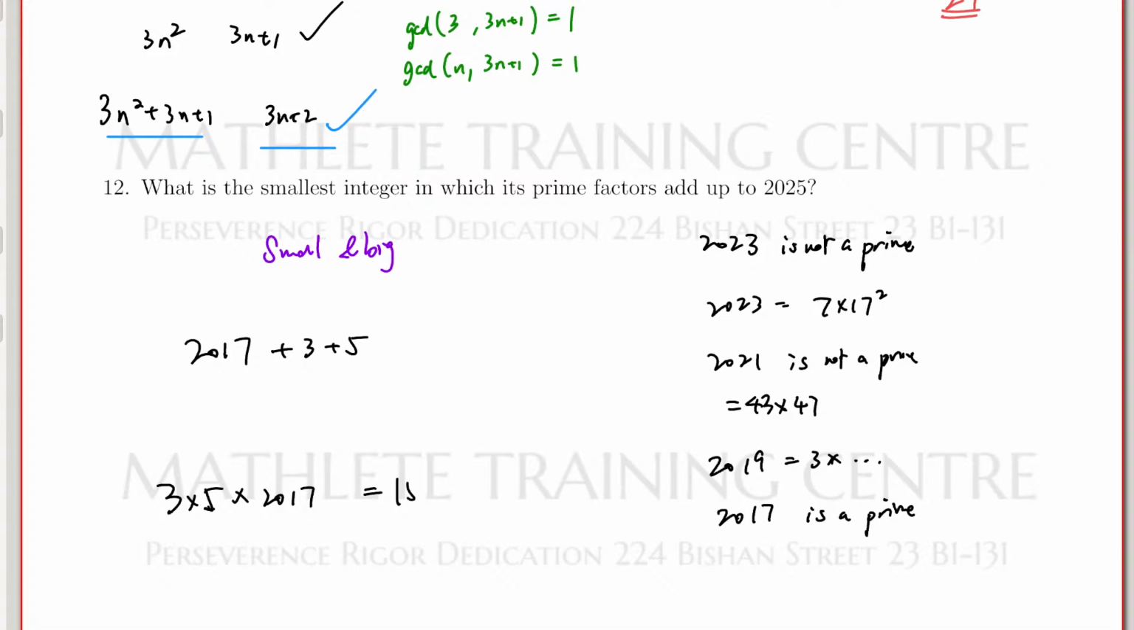Okay, so this is equal to 15 times 2017. 15 times 2 is equal to 30. 15 times 17 is equal to 16 squared minus 1. So it's 256 minus 1. This is equal to 255.